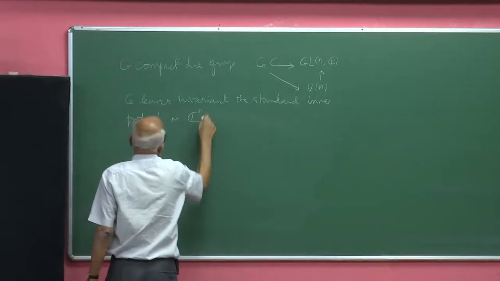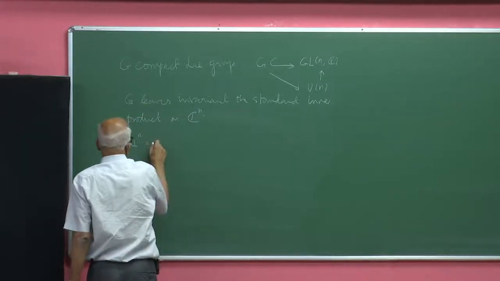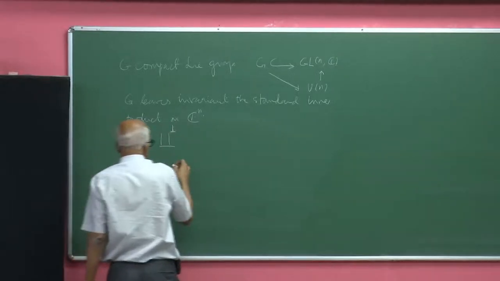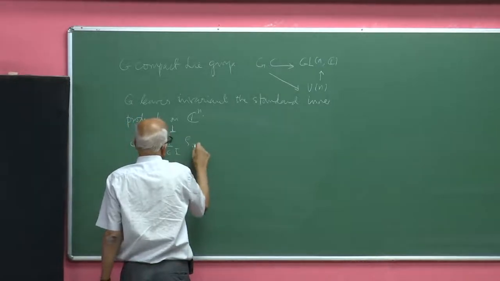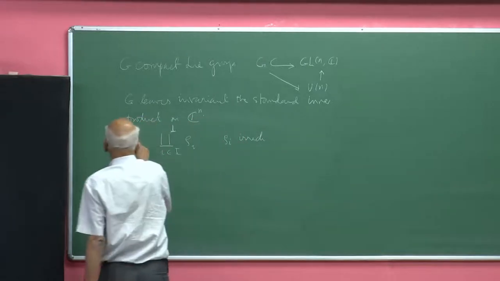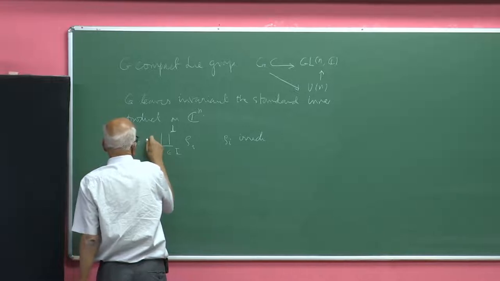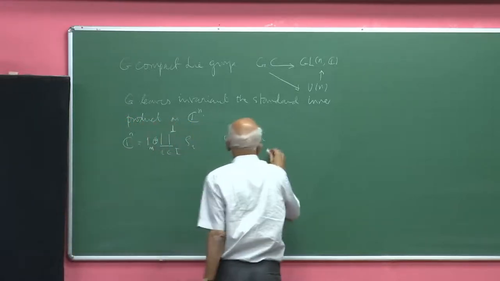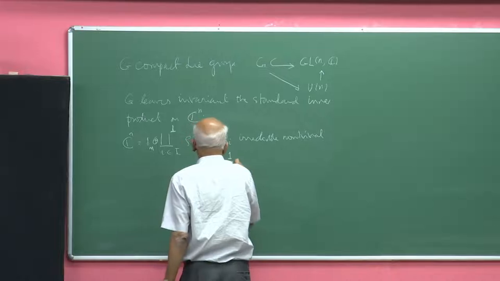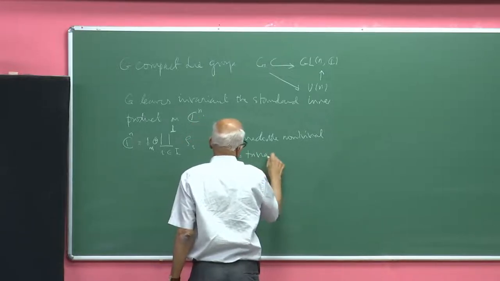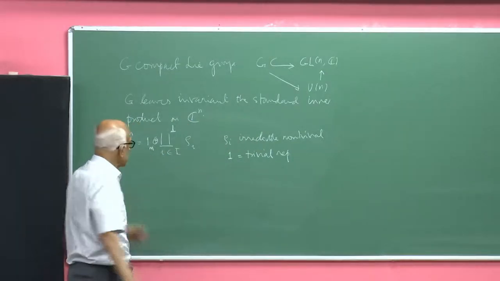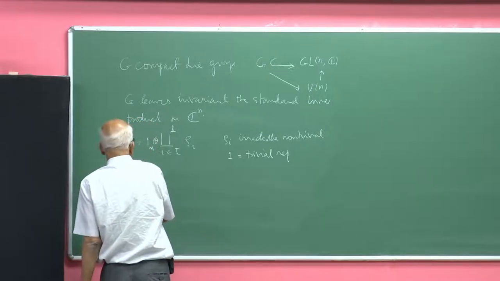So now C^n breaks up into an orthogonal direct sum. That symbol denotes an orthogonal direct sum, over i in I, of rho_i irreducible, non-trivial, and 1 denotes the trivial representation. This means you have taken m copies of the trivial representation and the rest of them are irreducible. Then I looked at the following for each i.